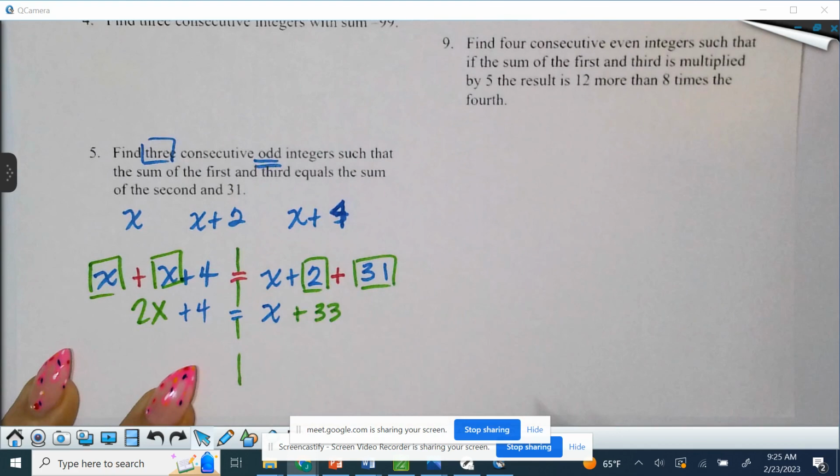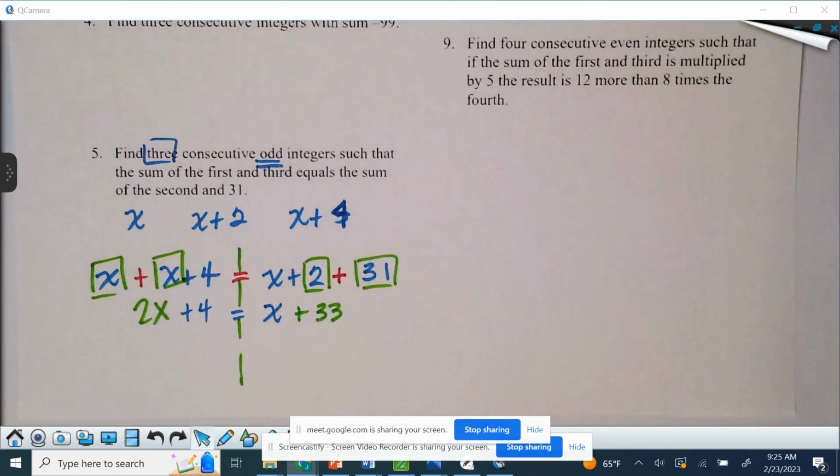Now, you want to get your x's on one side and your whole numbers on the other. I always work towards, okay, can you tell me which part?